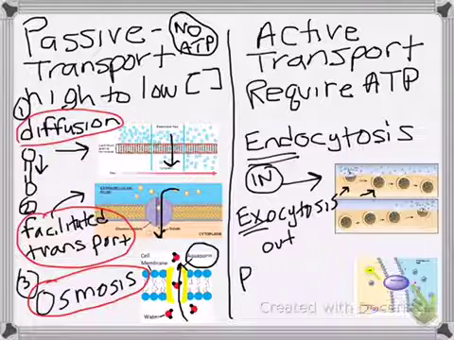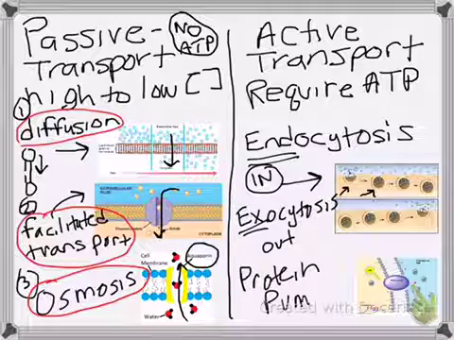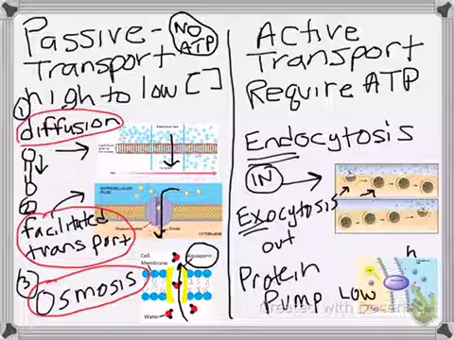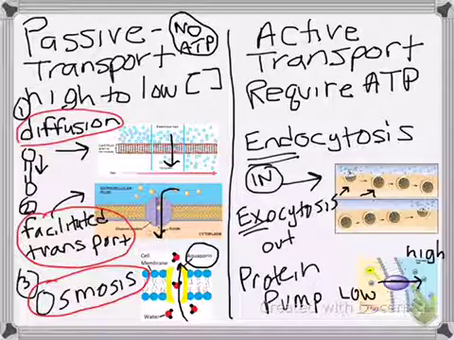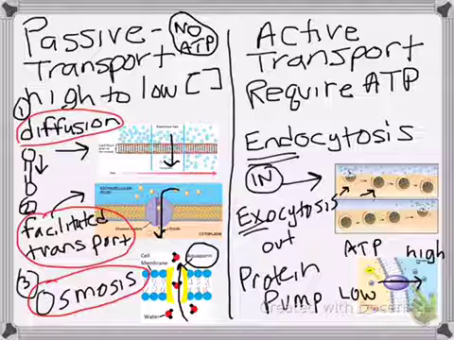Lastly, you could have a protein pump, and a protein pump is going to work in the opposite direction. It's going to go against the concentration gradient, so you're going to go from low to high concentration, like we see here, and it is going to use ATP. So that's energy requiring. So protein pumps, it's like swimming upstream, and it's bringing material from low to high concentration.